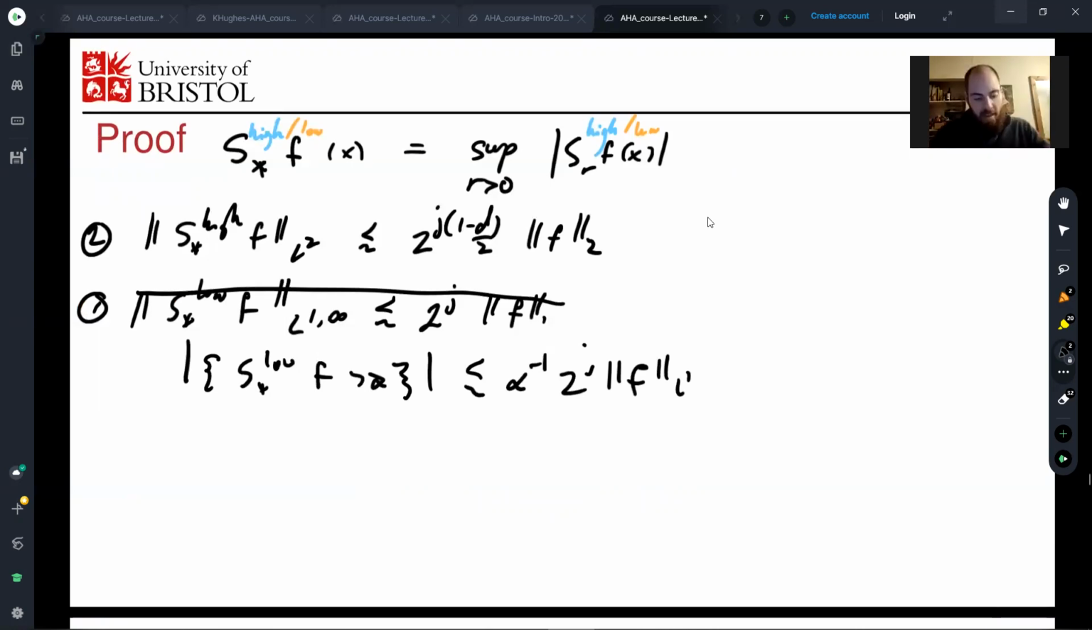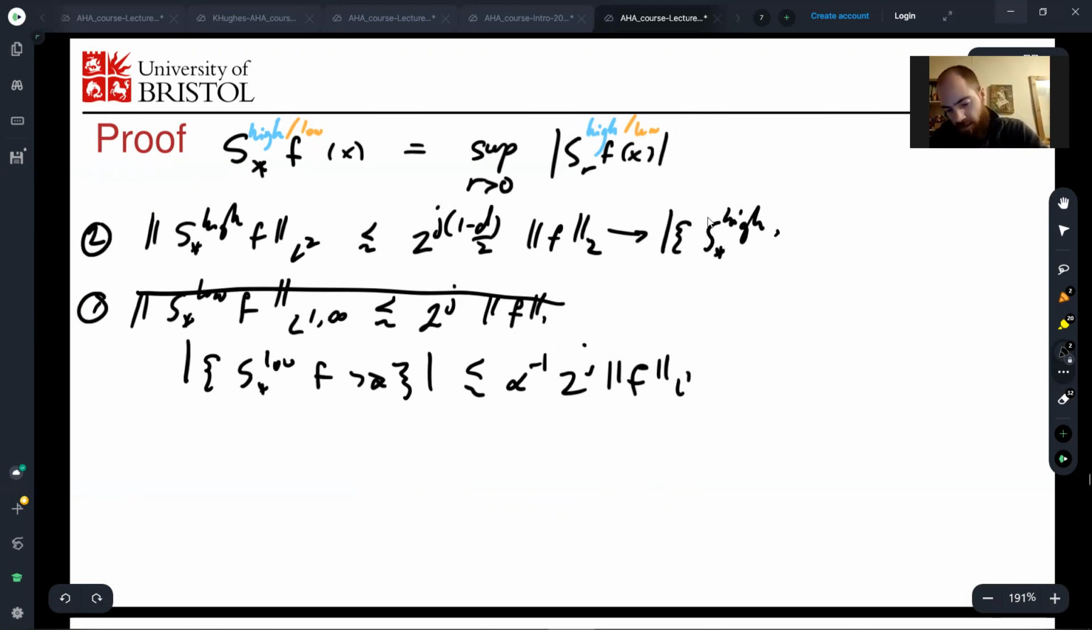Brilliant. This, by the Chebyshev-Markov inequality, actually also tells us a level set estimate. It tells us that the high part satisfies this. This is greater than alpha. Then on L2, it's at most some constant I don't care about, 2 to the j, 2 minus d, and the L2 norm of f squared, and this is alpha to the minus 2.